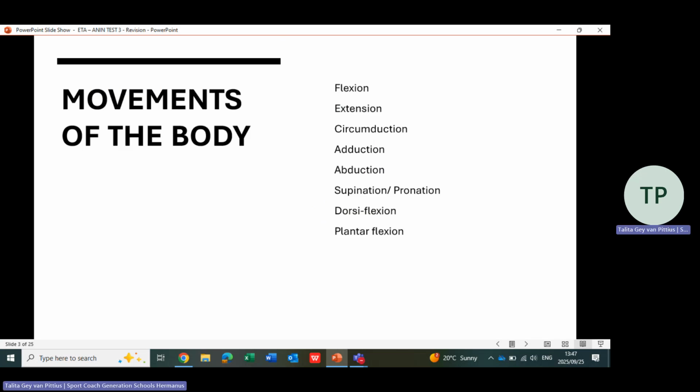Then I also want you to focus on the different movements of the body. You need to know the definitions of these movements. Flexion is decreasing the angle between two structures. Extension means increasing the angle between two structures. Make sure you don't get confused with those two, because some of you did in your previous test. You need to know the difference between adduction and abduction, so go study that. You also need to know the difference between supination and pronation, dorsiflexion and plantarflexion. I'm telling you now, this is going to be in your test. This is an easy one, so go back to when we did this work and study the specific definitions.